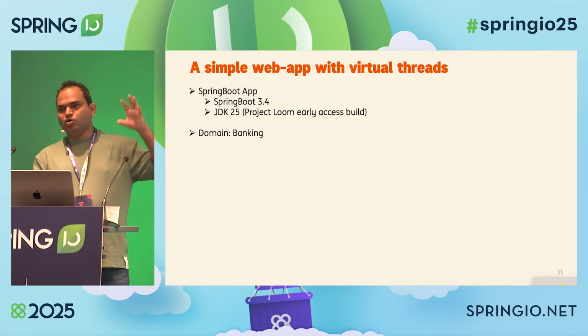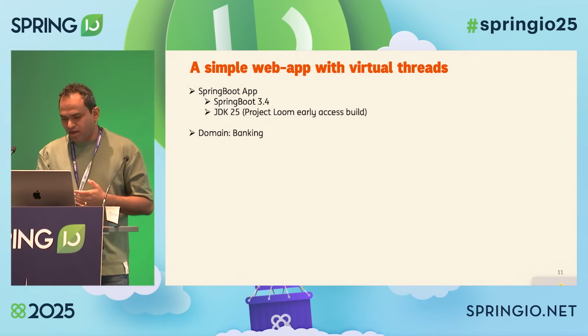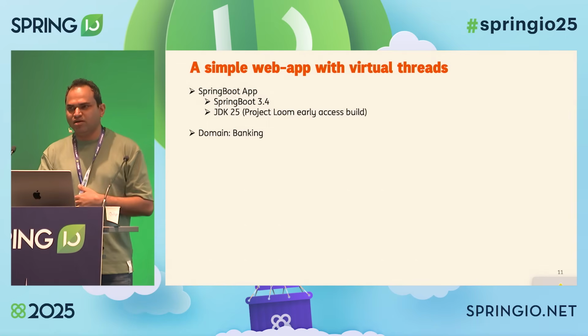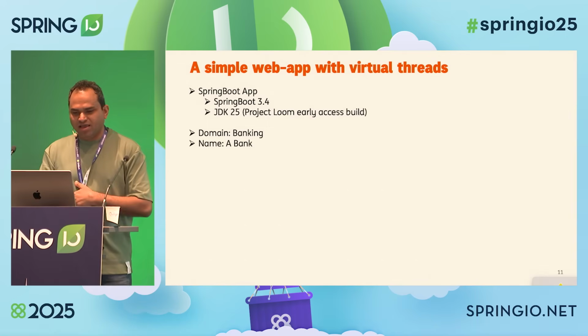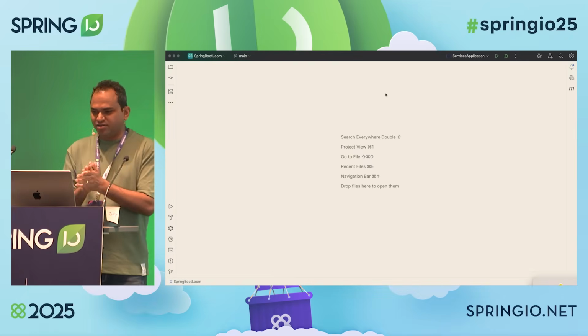And I'm using a domain which is close to me, so I'm going to write a banking application. And I'm really good with names, so I'm just going to use a very creative name for a bank. It's called a bank. So let's do that. Let's create a simple Spring Boot application.